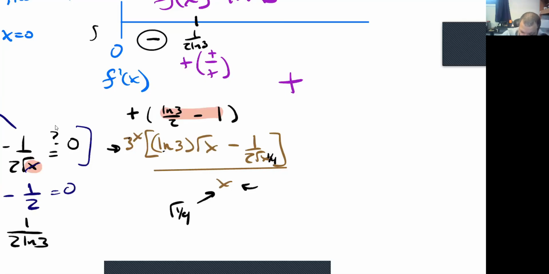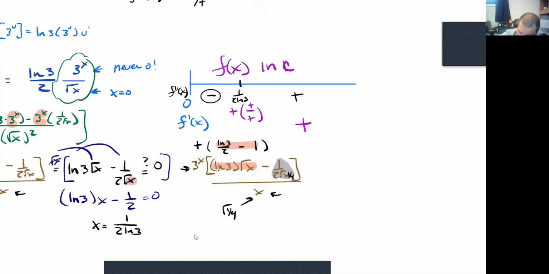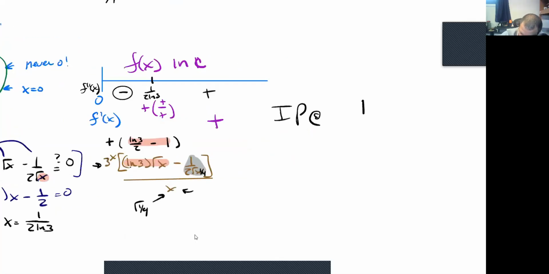So this is f double prime. And if we plug in something greater, it's going to be positive, right? So as x got really, really big, this natural log times a really big number is going to get big. 1 over half times a really big number is going to get really small. So you have a really big number minus a really small number, right? So it's going to stay bigger than 1. So this means that we have an inflection point at x equals 1 over 2 natural log of 3. Concave down from 0 until 1 over 2 natural log of 3. Concave up from 1 over 2 natural log of 3 to infinity.